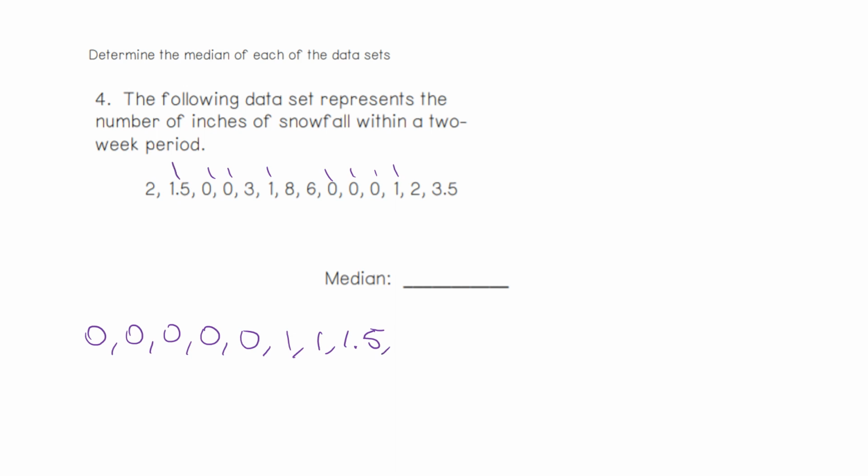I have 2 twos. 1 3. 3.5. And then a 6. And finally an 8. And many times I will count the number of values in my series to make sure that my new list matches up. Now, you need to find the number or numbers that are in the middle.